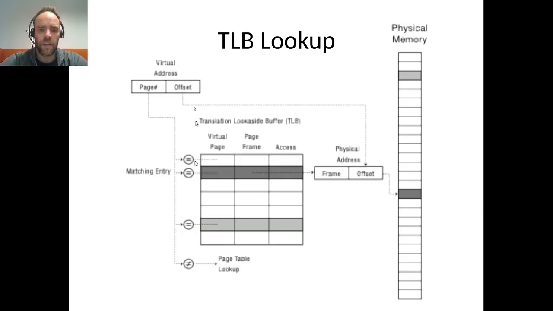So let's look at the TLB a little closer. We have our virtual address divided into the page number and the offset. The page number is compared to the virtual page entry in the TLB. From there, we get a direct page frame, and that can be added to the offset. We get the physical memory address. These comparators can be done, for example, in parallel. So this is a small enough memory that this is possible. And if we don't have a match, then we do a normal page table lookup.